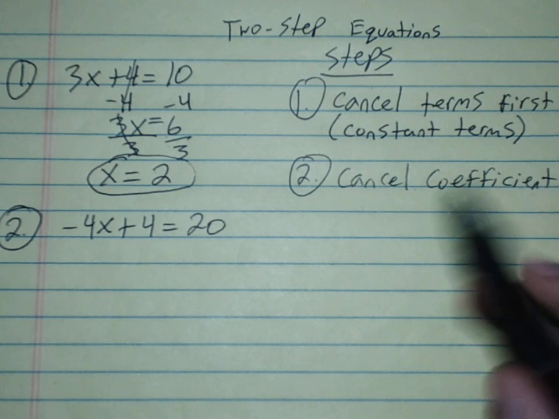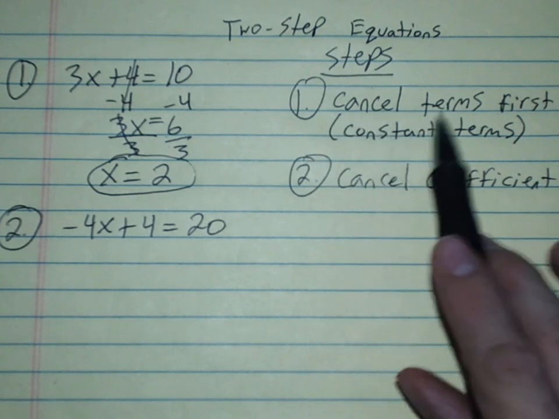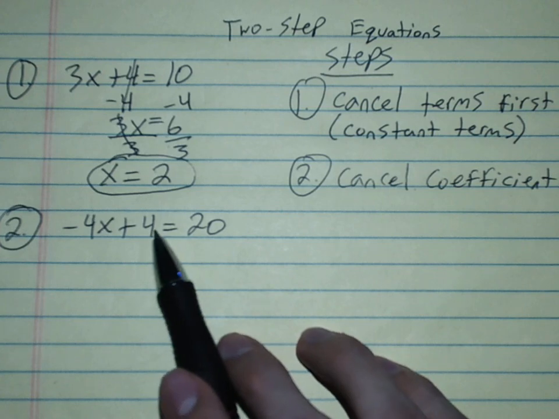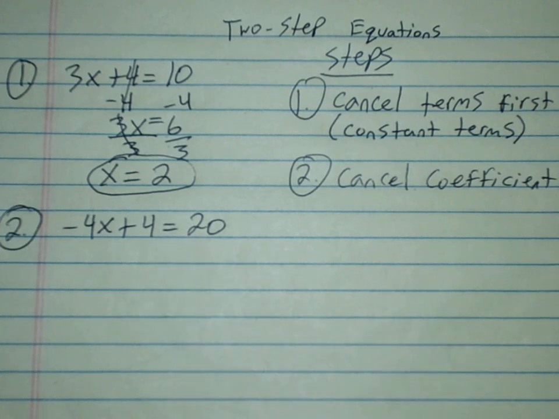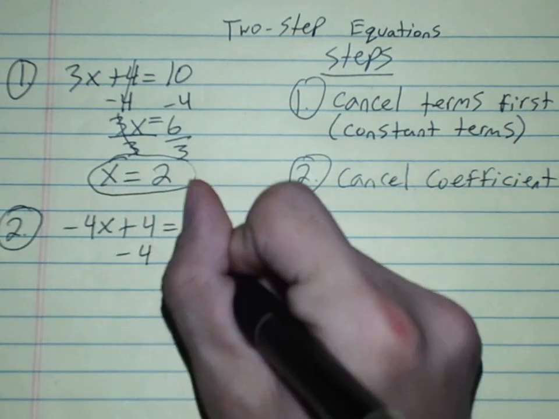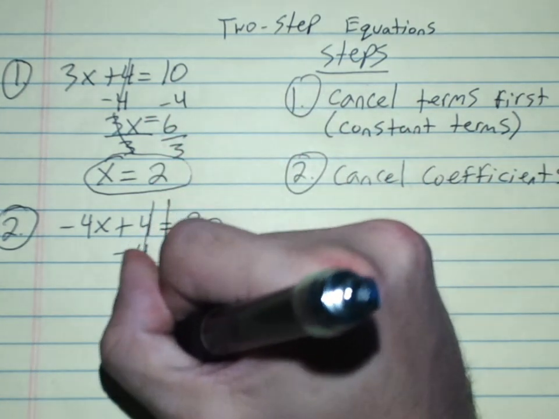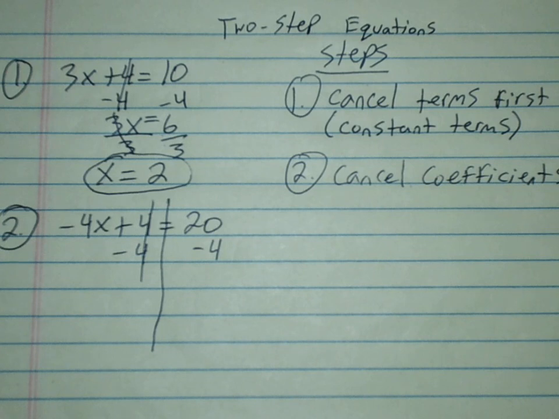Yeah, number one, cancel terms first. So these are the constant terms. So I'm going to subtract 4 from both sides. You draw your little squiggly line going down. Some people do a line through the equal sign to show both sides of the equation, if you want to do that to help you.